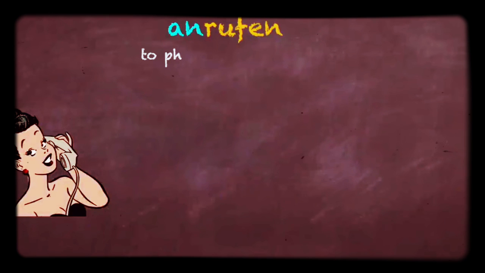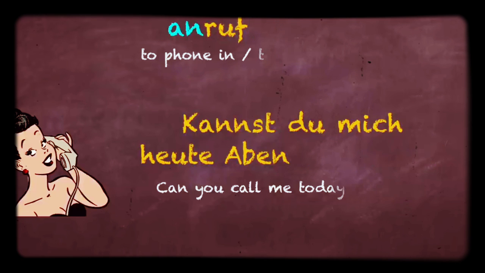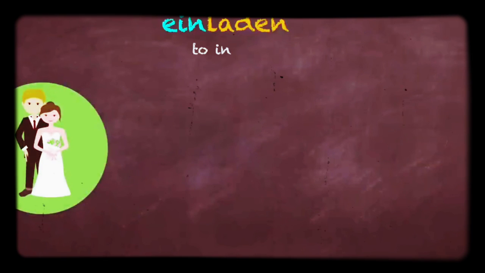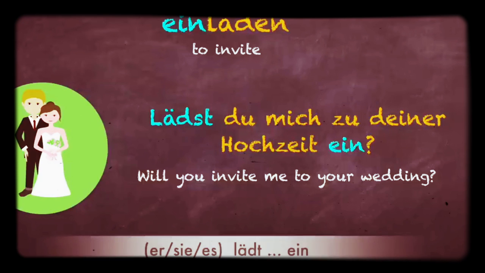The next verb is anrufen. Here the prefix is an. Kannst du mich heute Abend anrufen? Here again, since the sentence is with a modal verb, the trennbares verb will be at the end of the sentence and not conjugated. The next verb is einladen. Here the prefix is ein. Lädst du mich zu deiner Hochzeit ein? In this case, laden is an irregular verb.